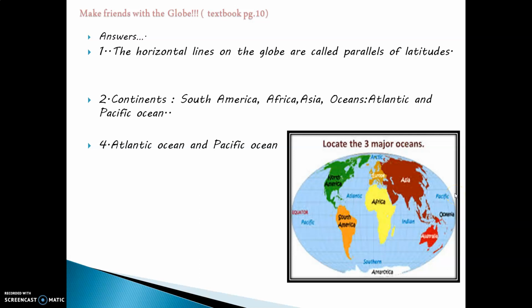Next question, which continents are spread in all the 4 hemispheres? The continent that spreads in all the 4 hemispheres is the Africa continent. You can see Africa is the biggest continent over here. You can see it is spread in almost all the directions.